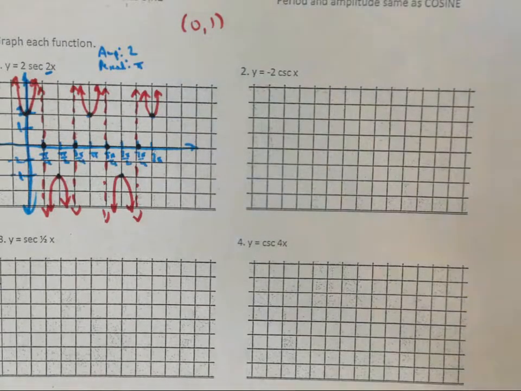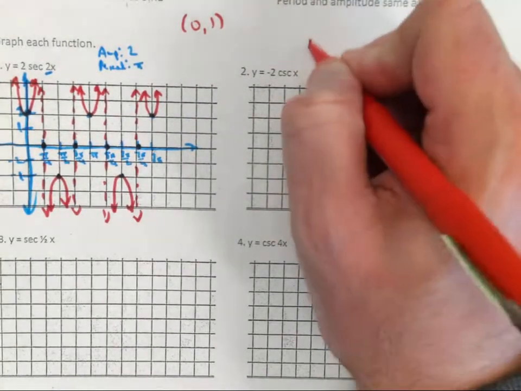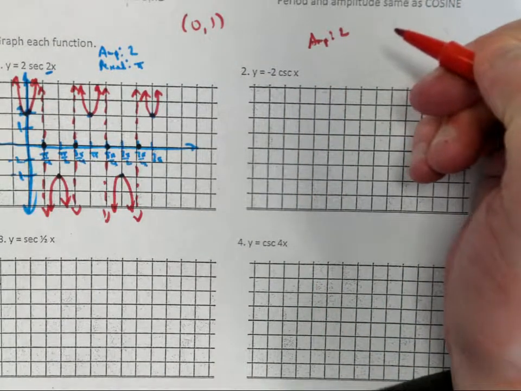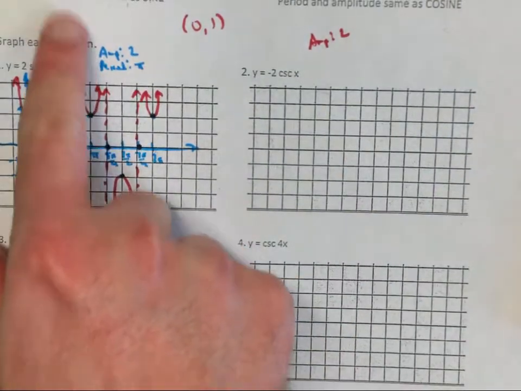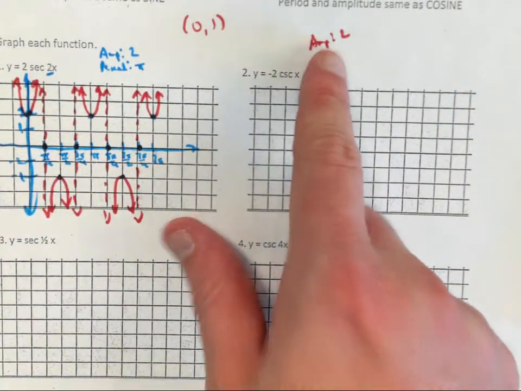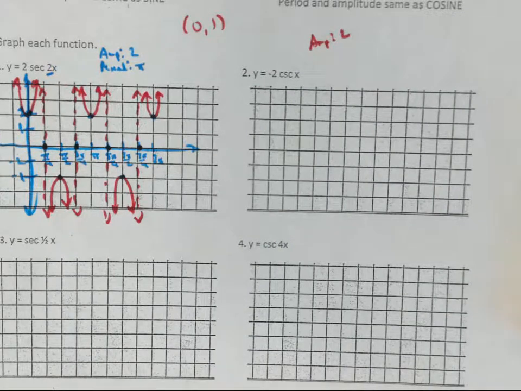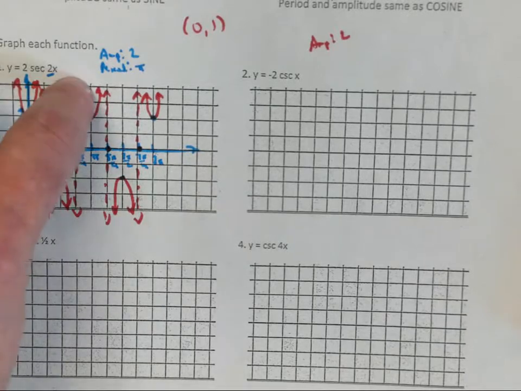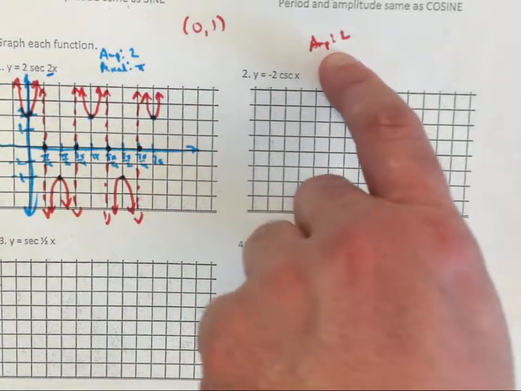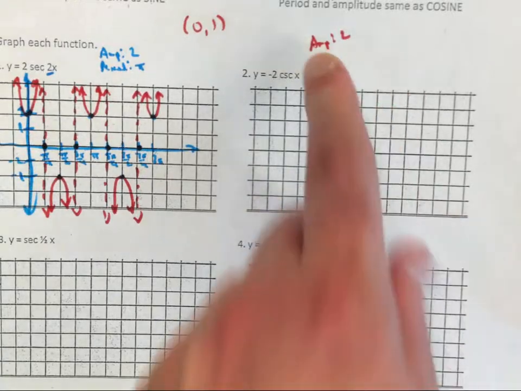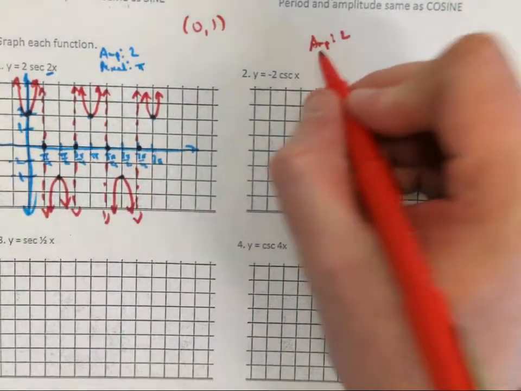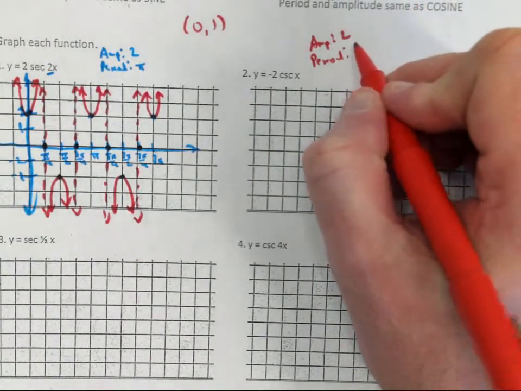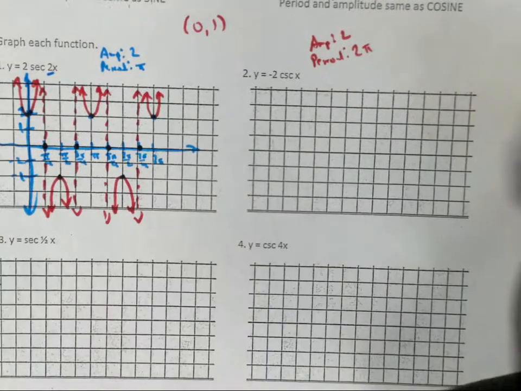So, looking at number 2. What is my amp? 2. Now, that's why you see the word amplitude in quotation marks, because really this is not the amp, but if this was a sine or cosine graph, it would be. Here, amp is defined as the height of the graph, but you see these arrows, they keep going. In sine and cosine, that would have been the amp. Does that make sense? All right. Period. 2 pi divided by, what's your b value? 1. So that means your period is 2 pi.